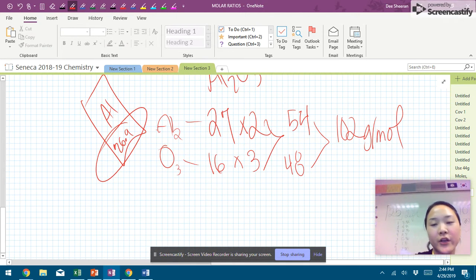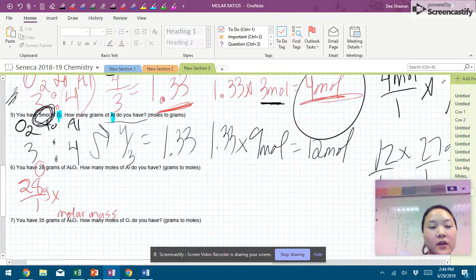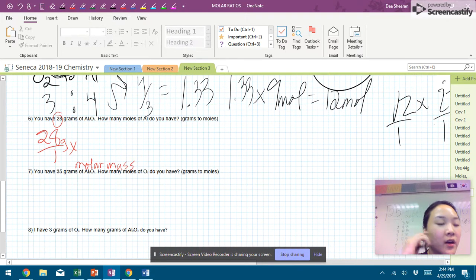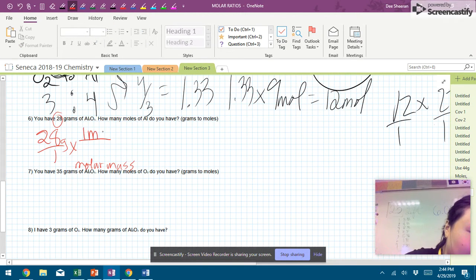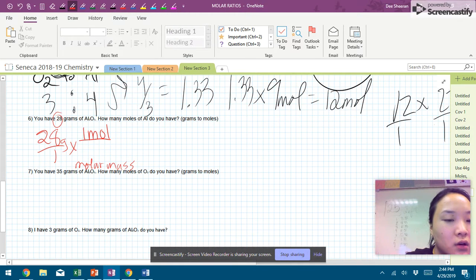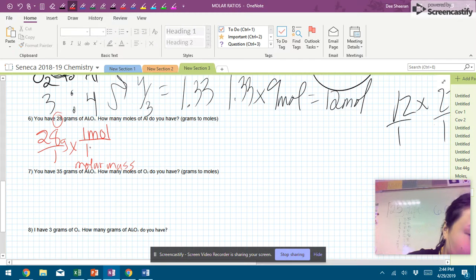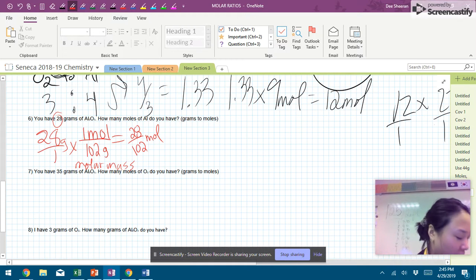Woohoo! Okay, now we're going to use this number and convert from grams to moles. So, 28 grams over 1. Now we're going from grams to moles, so grams are not going to be next to each other. It's not going to be the big number on top. So, it's going to be 1 mole over 102 grams. See how the grams are opposite? Multiply straight across. Gives you 28 over 102 moles. 28 divided by 102.